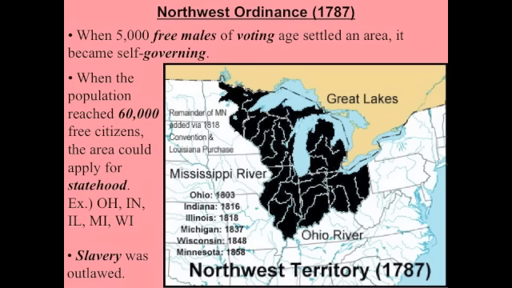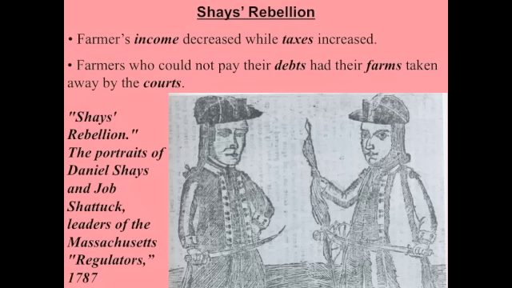So let's fast forward 2 years into the future. Now, 1787, you have the Northwest Ordinance in effect. Basically, what it says is if in a given area you have 5,000 free males of voting age that are settled in an area, they could become self-governing. When the population reaches 60,000, they could then apply for statehood. Otherwise, slavery was outlawed in these areas. So you could apply to become a state, to become a part of the United States of America, once you have 60,000 free citizens.